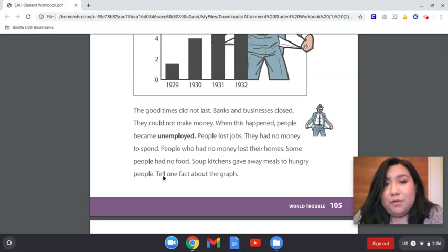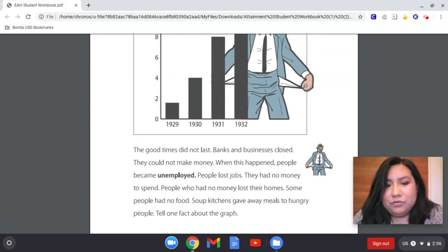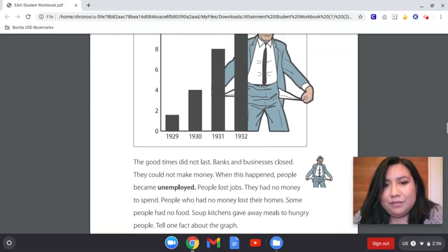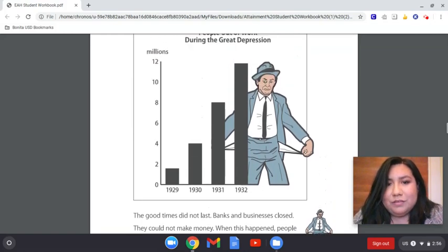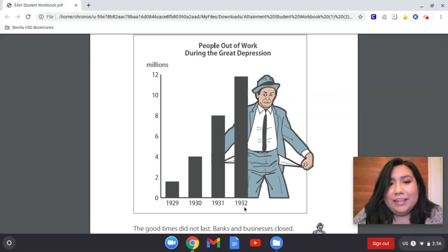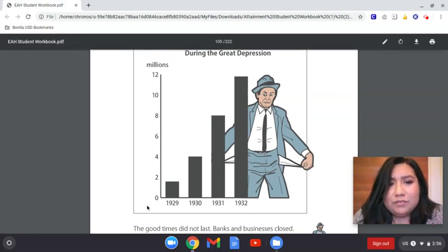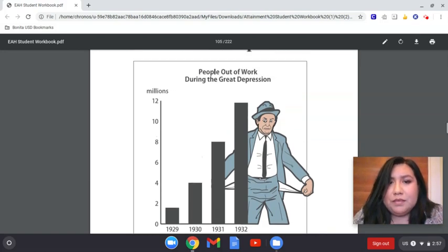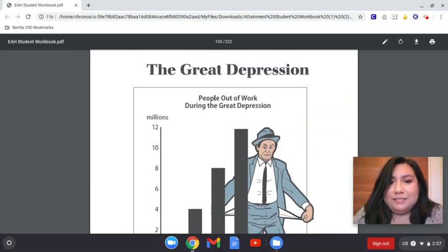Now, we're going to go back onto our history tool and tell one fact about the graph. So go ahead, take a look at the graph. What do you see? In what year were the most people out of work? So that's going to be the lesson for today, the Great Depression.